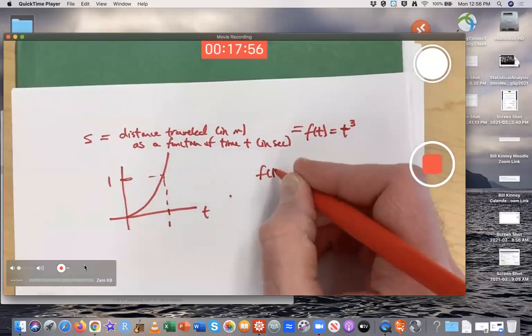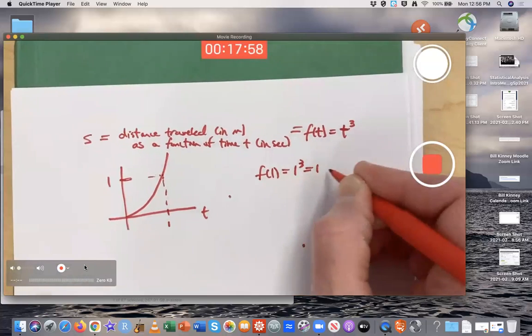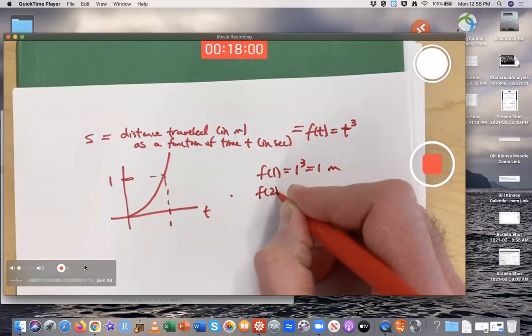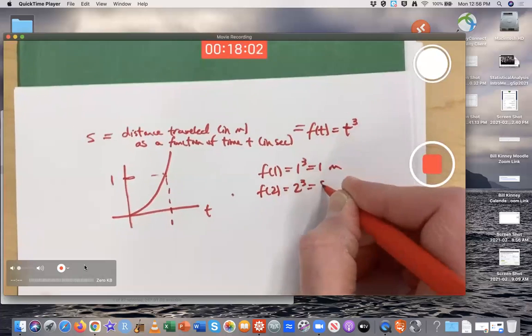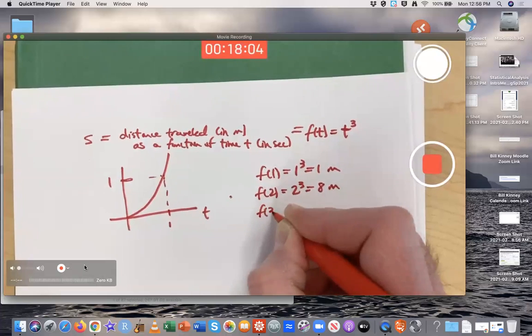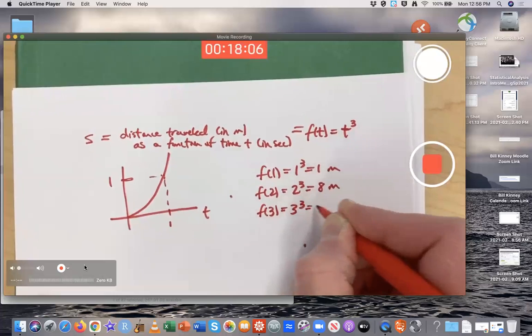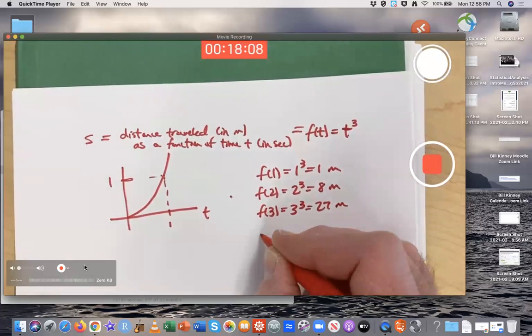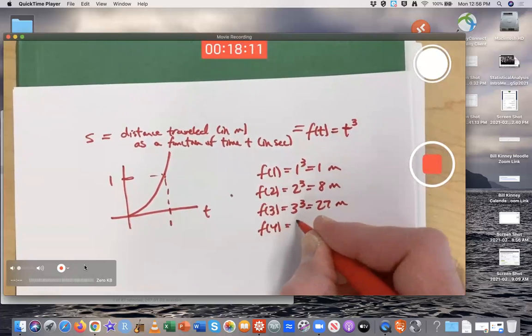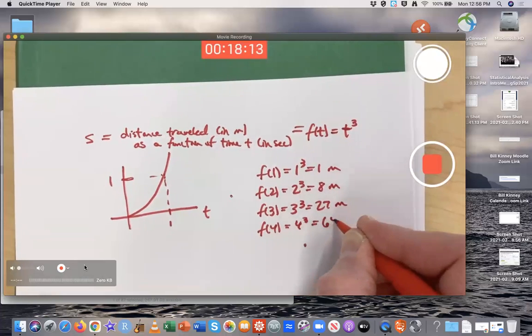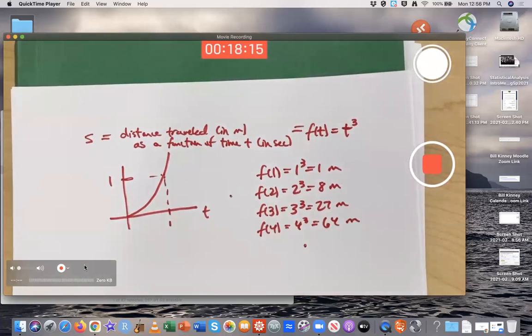F of 1 is 1 cubed, which is 1 meter. At time 2, after 2 seconds, you've gone 8 meters. After 3 seconds, you've gone 27 meters. After 4 seconds, you've gone 64 meters. You're going pretty slow at first, but you're obviously speeding up.